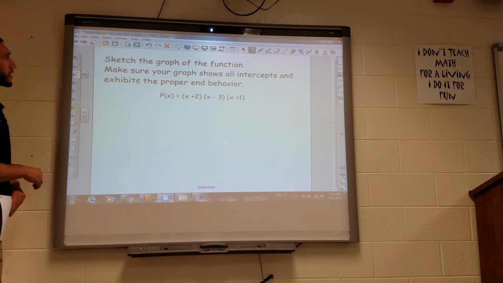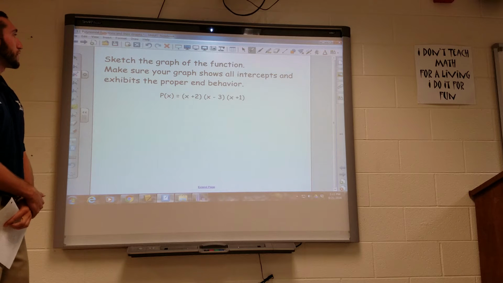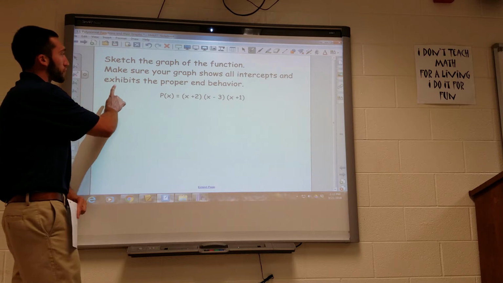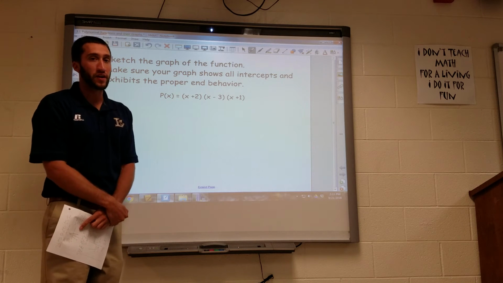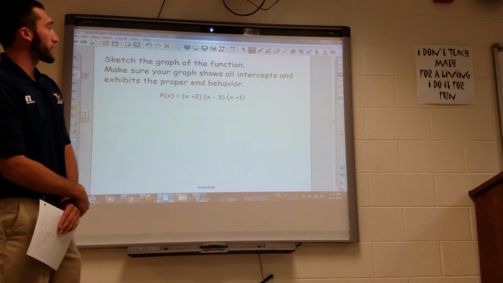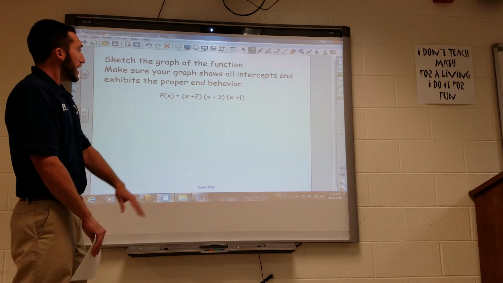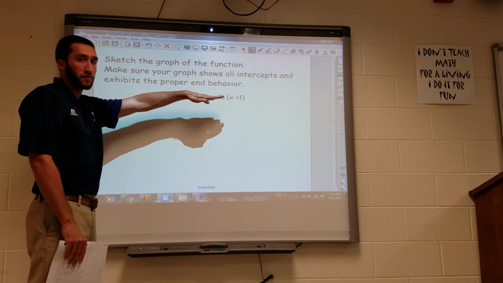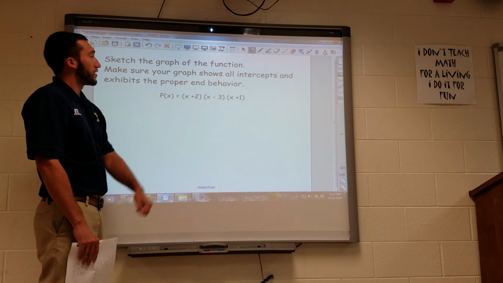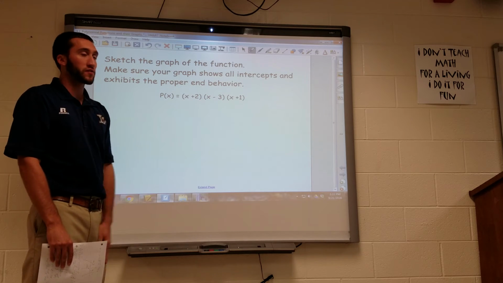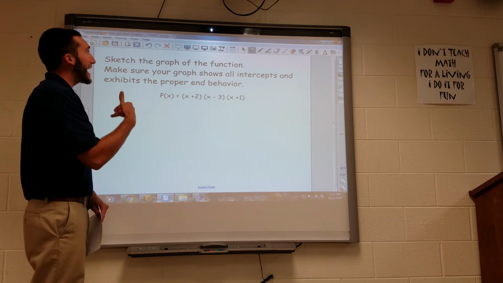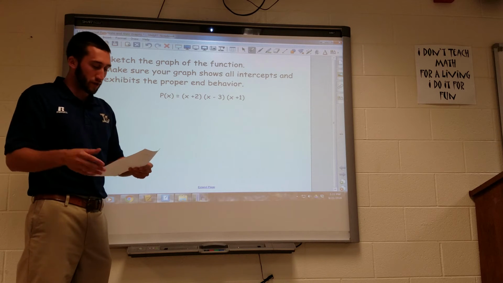Next they want us to again sketch the graph of the function and label all intercepts. Now they're also throwing end behavior in there. When we get to the graph, I'll show you what they mean by end behavior. In order to graph this, they've just given us the zeros of the graph. They've given us the factors, zeros, the roots, they all mean the same thing. These are where our graph will cross the x-axis, so we can get a general idea of what's going on.